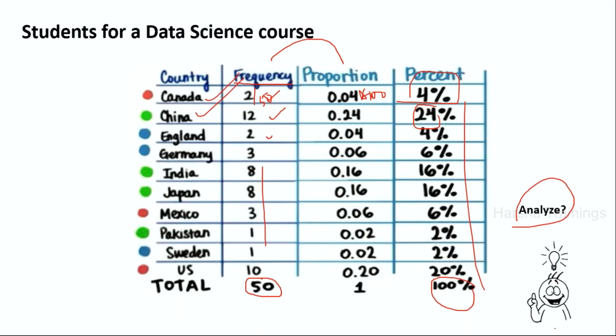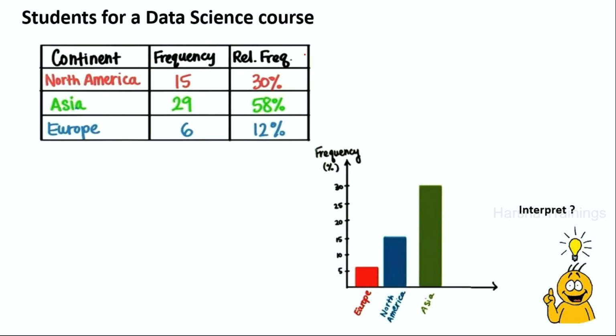This is called analytics. Now, once again, I wanted to convert the same data into reports, or some sort of visualizations. In this report, we have converted the 50 countries into continents. Out of 50, 15 countries are from North America, 29 countries are from Asia, 6 countries are from Europe.